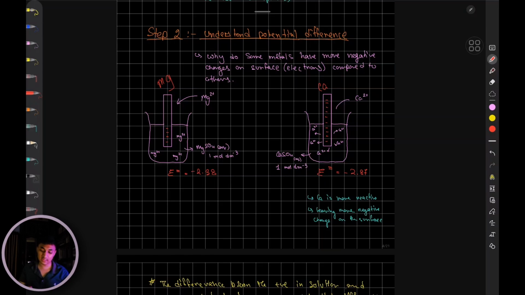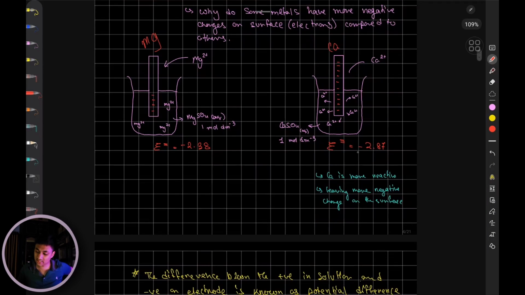That is because there are fewer magnesium ions going into the solution, fewer magnesium ions dissociating. Whereas in the case of calcium, there are more calcium ions going into the solution. In that case, there is a greater amount of charge on the bar. The one thing you can say from here is that calcium is actually more reactive, which results in a more negative electrode potential.